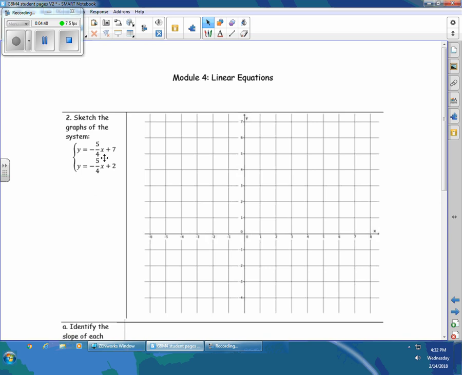Okay, both of these equations are in slope-intercept form. Oh, they actually even have equivalent slopes right here. You can tell that they're equivalent. What I'd like you to do is go ahead and pause the video, sketch the graph of both of these lines, do them in different colors, and then answer the questions that follow. Pause the video, please.